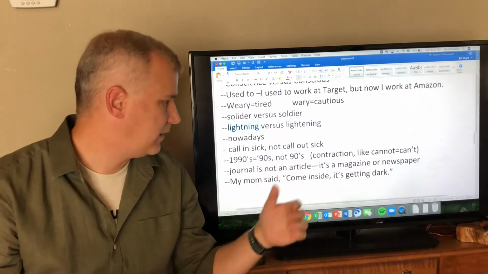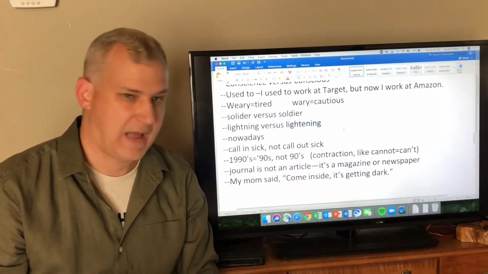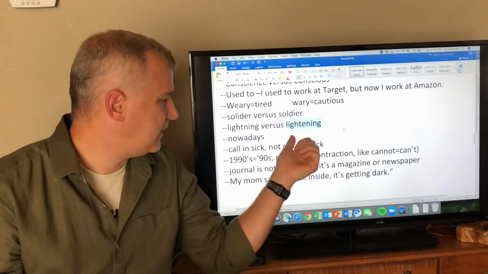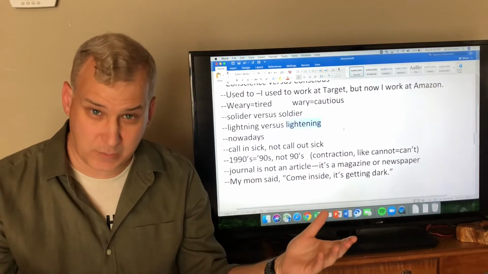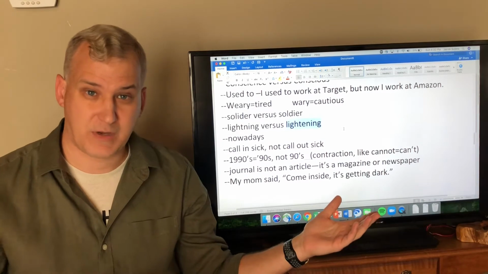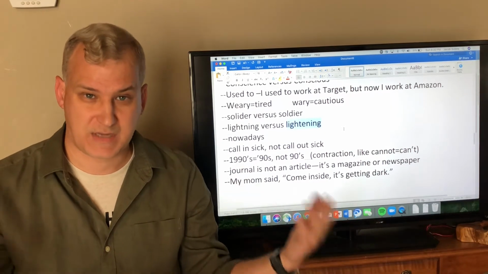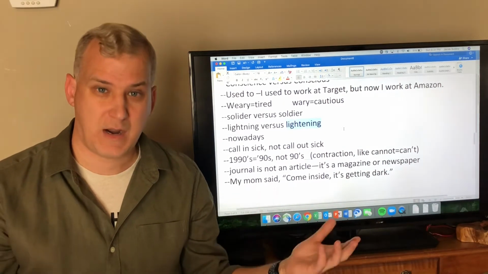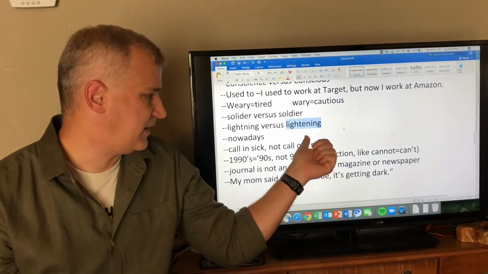Lightning. Lightning. That is not the same thing as lightening. Lightening could mean two things. Lightening is the opposite of darkening. You know, at sunset the sky is darkening. At sunrise, early in the morning, the sky is lightening.